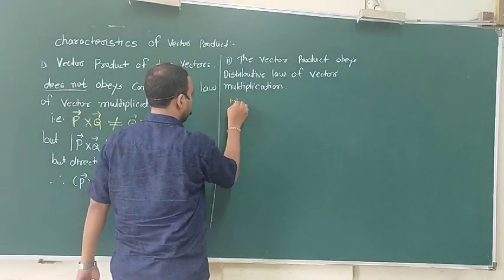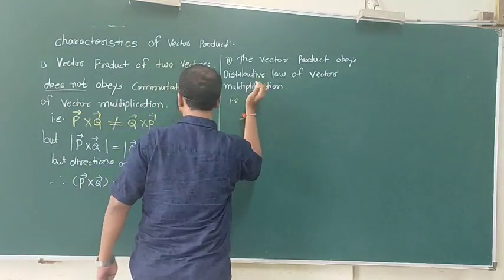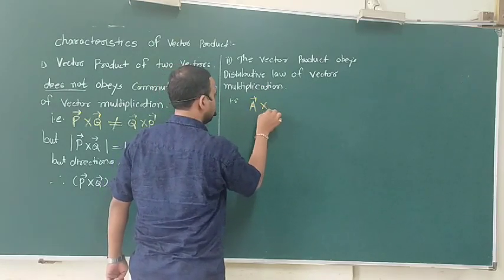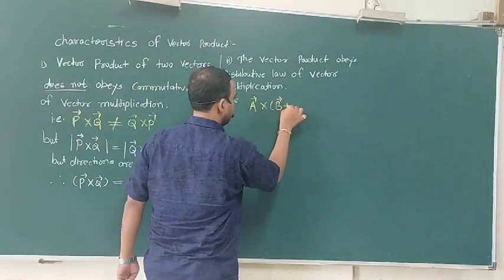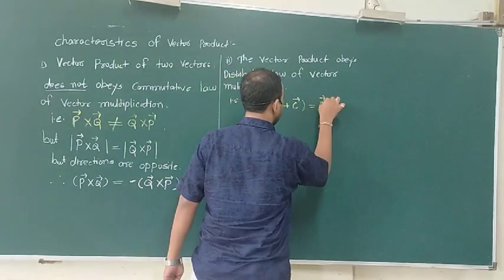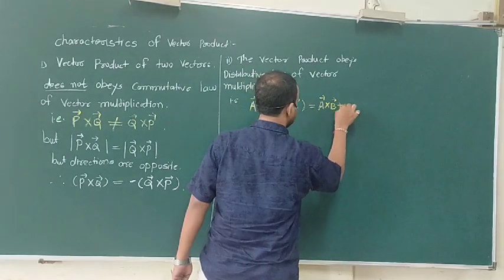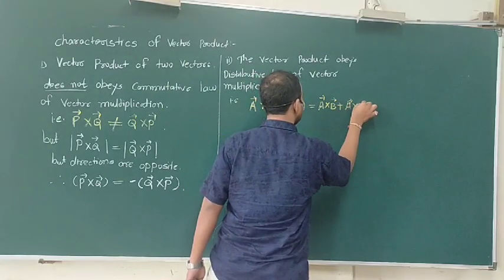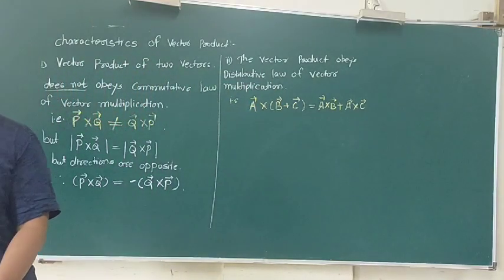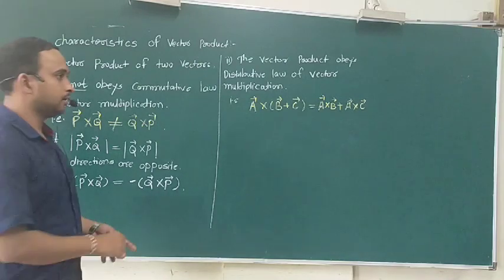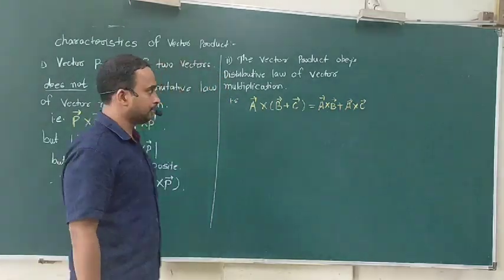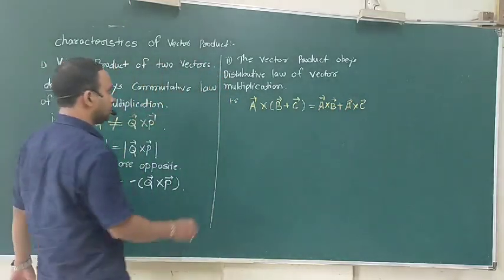We can write a bar cross (b bar plus c bar) is equal to a bar cross b bar plus a bar cross c bar. This is the distributive law of vector multiplication. Now the third property.